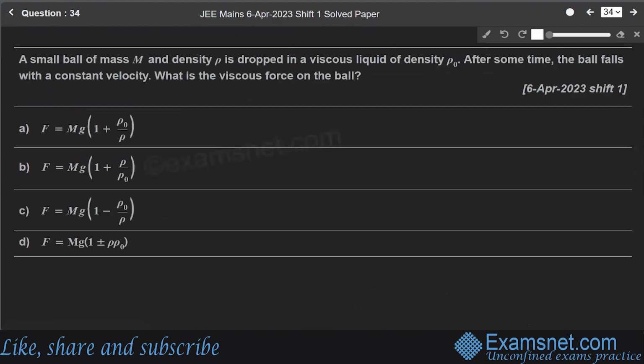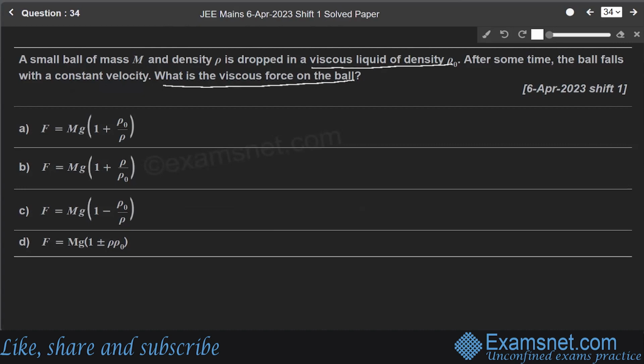Question number 34 of this series. This question says that a small ball of mass M and density rho is dropped in a viscous liquid of density rho naught. So the question is directly from viscosity. After some time, the ball falls with a constant velocity. What is the viscous force on the ball? We have to find the viscous force that is acting on the ball.